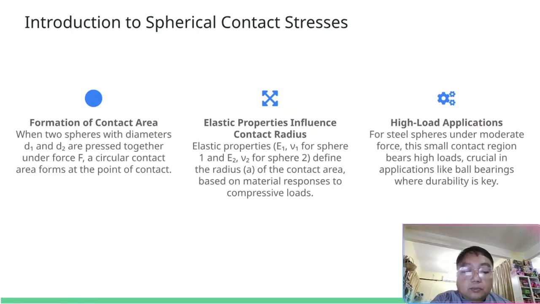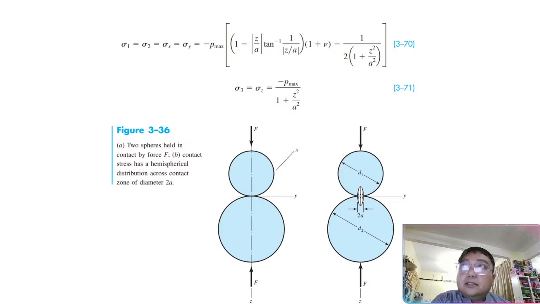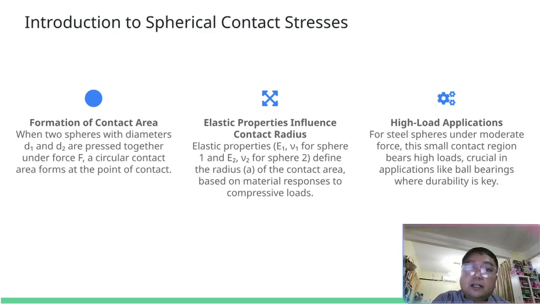Okay. In the Shigley Mechanical Engineering Design textbook, you can find these figures. You see the two balls, one small and one big. You can imagine the contact stress happening like that. The topic is called spherical contact stress.